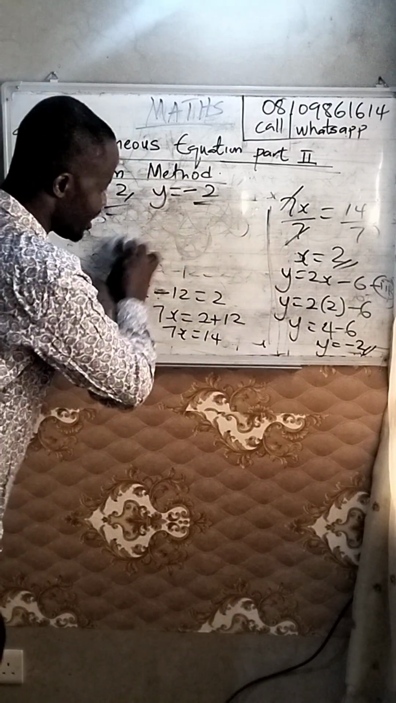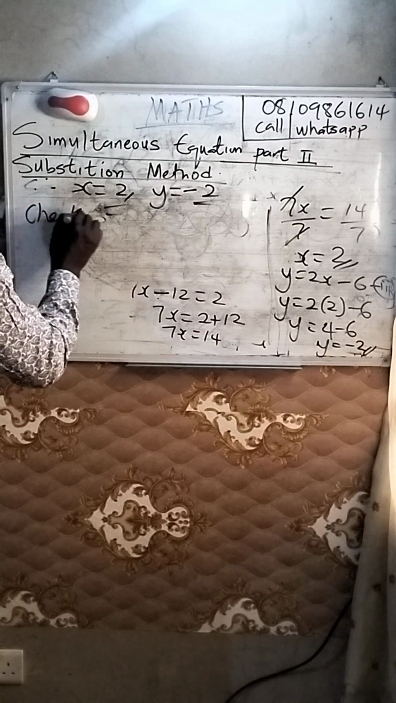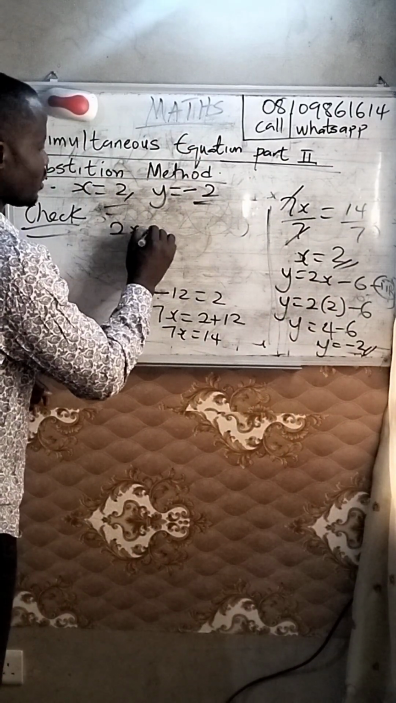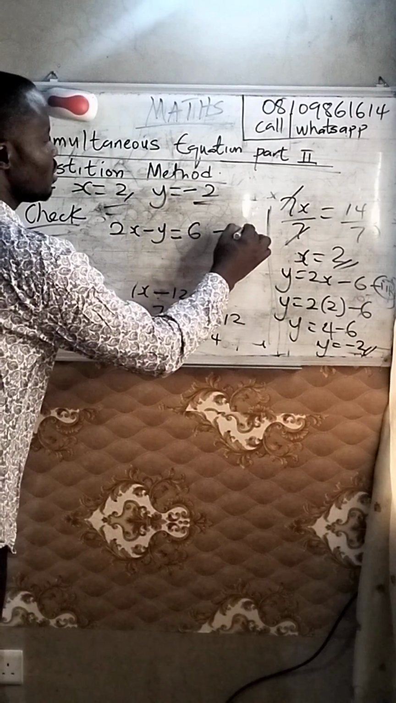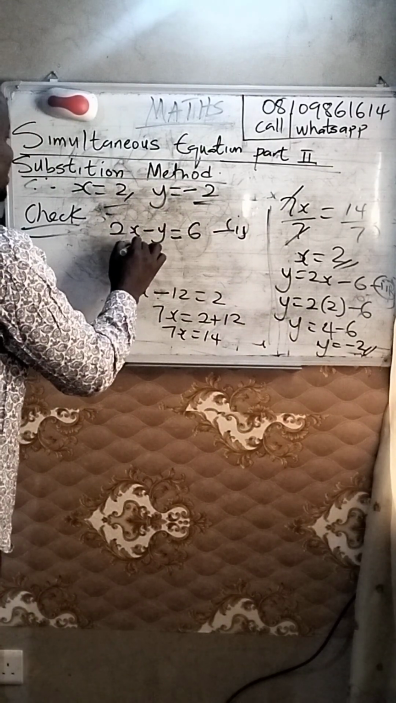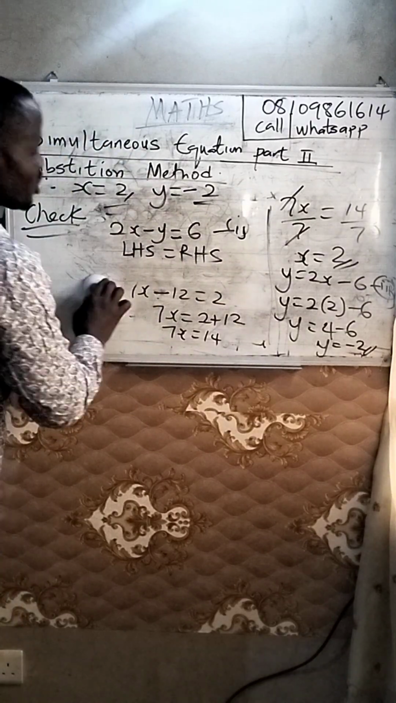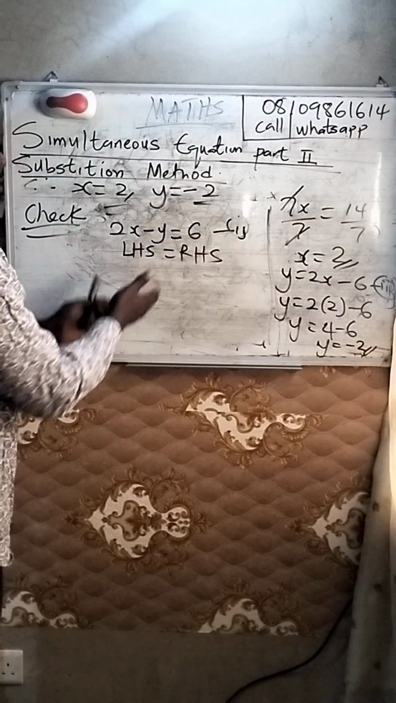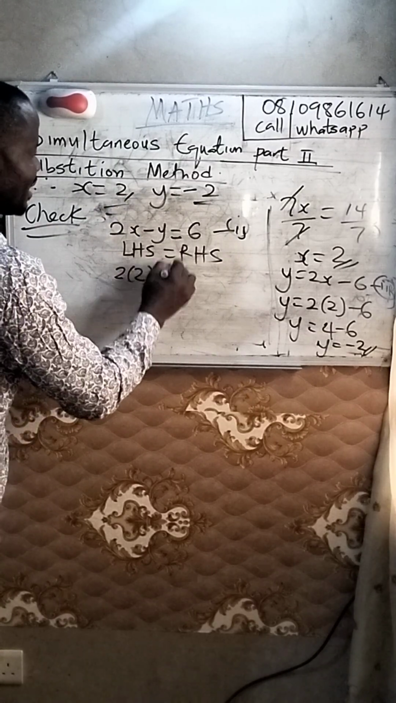So how do we check if this answer is actually correct? I will now say check. What is our equation 1? Our equation 1 is 2x minus y is equals to 6. So we want to see that the left hand side is equals to the right hand side. How do we do it? By just replacing our x and y into this equation. Let's see. 2 into 2, which is our x, minus, what is our y?